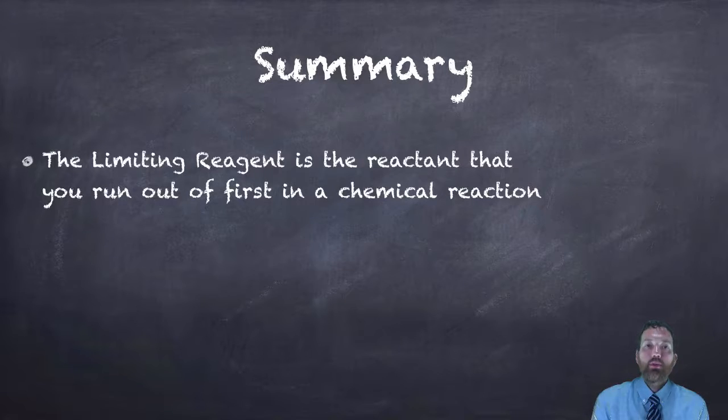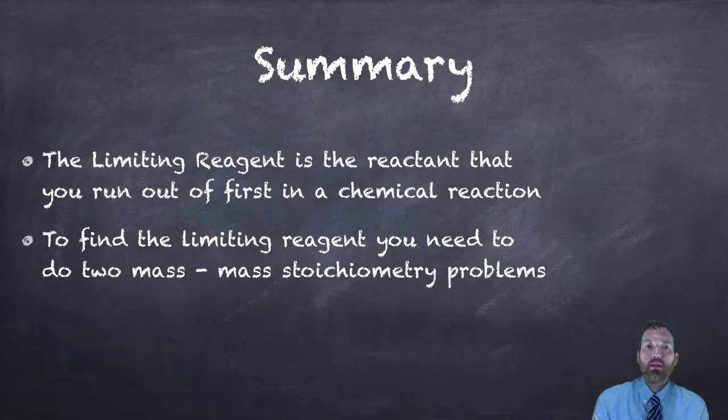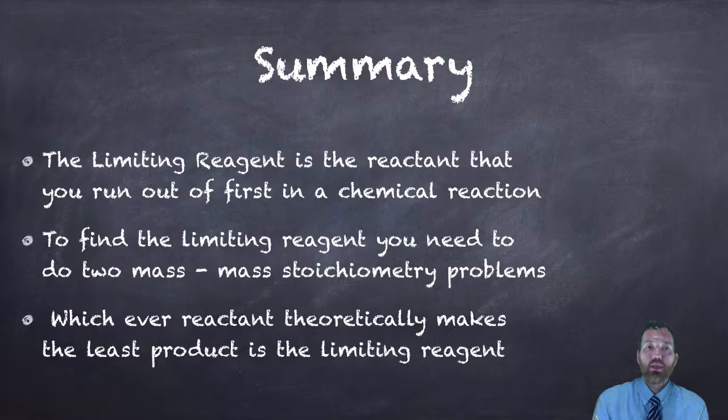So the limiting reagent, remember, is the reagent that you run out of first in a chemical reaction. To find the limiting reagent, you need to do two mass-to-mass stoichiometric problems. Whichever reactant theoretically makes the least amount of product, that is your limiting reagent.